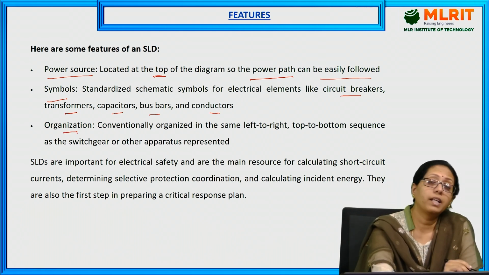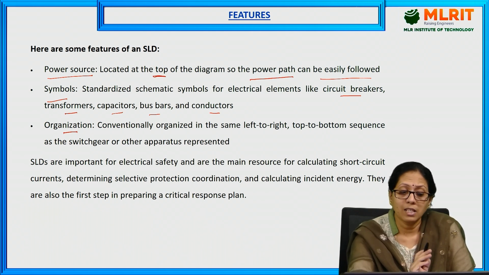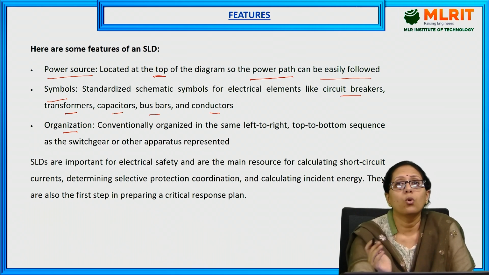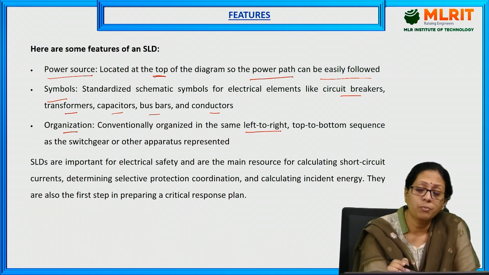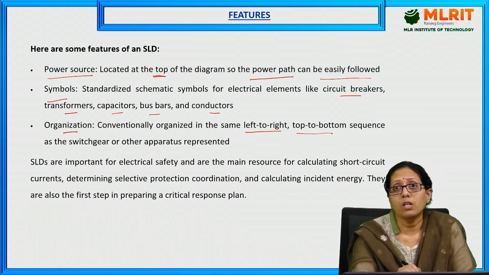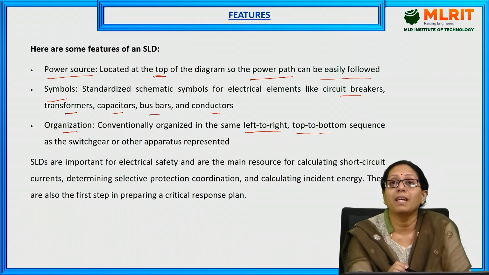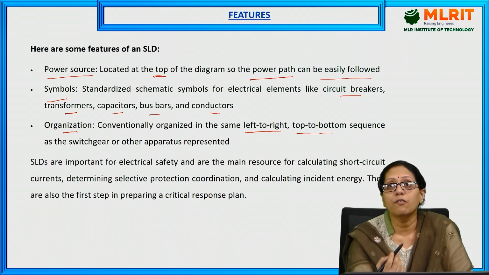Next one is organization. Conventionally organized from left to right means the source should be mostly present on the left side. From the source, the load should be connected on the right side. So, it is organized from left to right as well as top to bottom. The main source should be placed on the left side top position, and from there the power will be distributed to different bus bars, different components from top to bottom in a sequential manner.